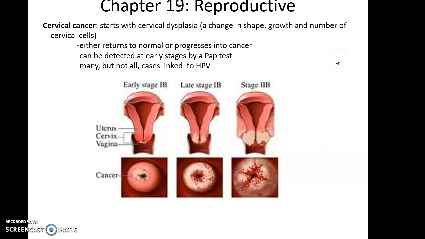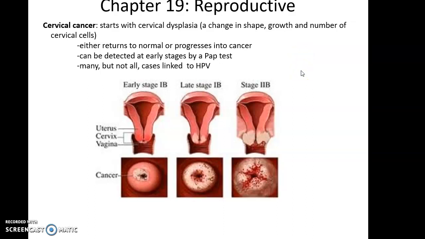Cervical cancer. Cervical cancer is cancer at the cervix region of the uterus. It starts off with what's called cervical dysplasia, where the cervix has an abnormal growth in cells and develops an abnormal shape. Sometimes it returns to normal, sometimes it progresses to cancer. The purpose of a pap test or pap smear is to take a tissue sample of the cervix and look for the abnormal cells that may be a sign of cervical cancer.